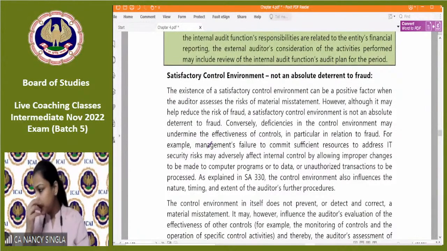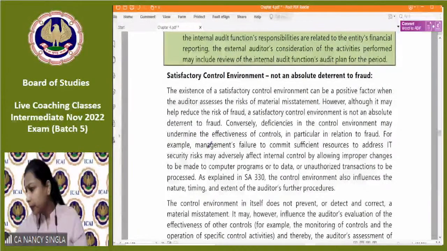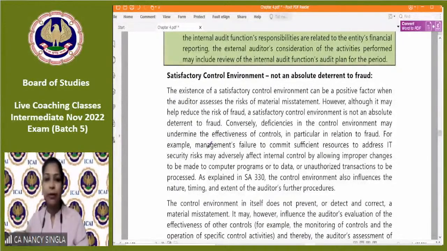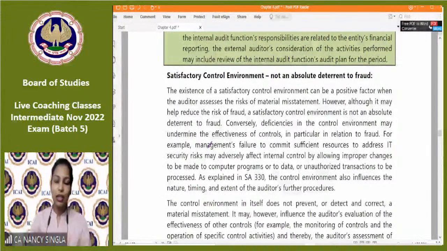Separate evaluation. What was your query? Separate activities. So it may happen that after the physical verification is done, monitoring of controls was not done at that moment. Later on, the management asked for the entire file, the entire records of such physical inventory count, and just inspected those documents. So that is a separate activity.